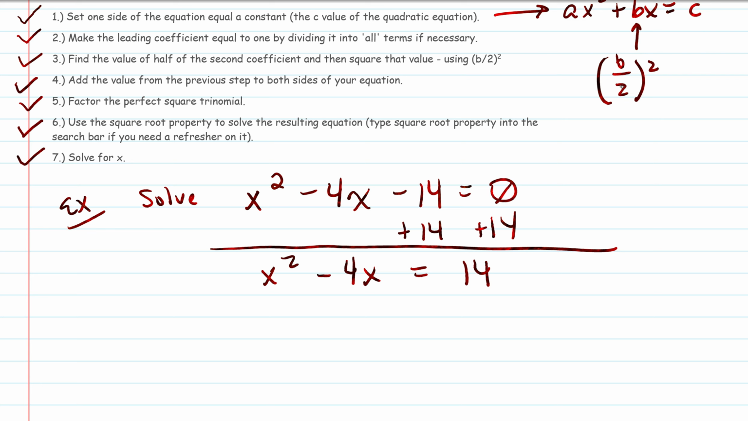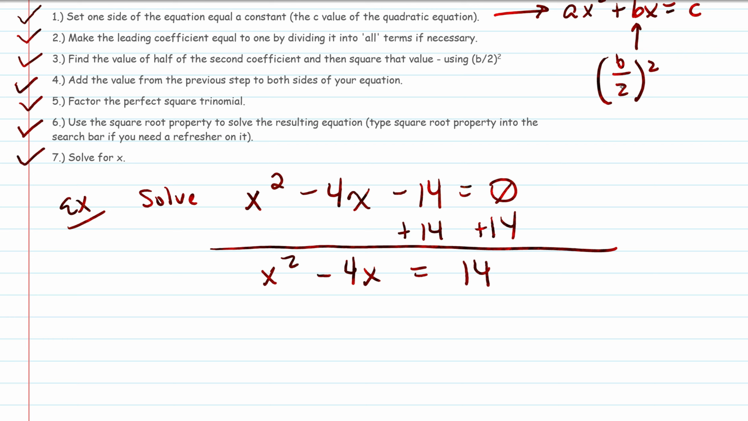The second step says to make the leading coefficient equal to 1 by dividing it to all terms if necessary. Well, the leading coefficient, as you can see right there, is already a 1, right? When there's nothing written in front of a variable, you know and I know there's an invisible 1 there. So step 2 is really saying if that were any other number, such as maybe a 2 or a 5 or a negative 8, we would divide everything by that 2, that 5, or that negative 8. Whatever number is in front of the x squared, you divide everything by that number. However, for this example, there's an invisible 1 there, so it's fine.